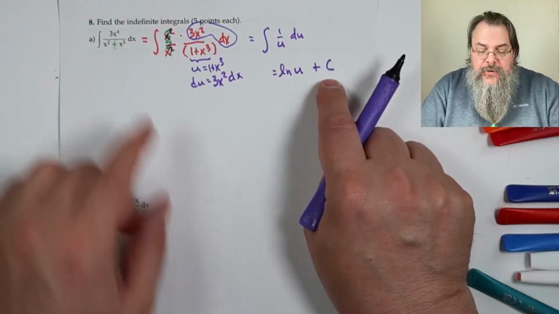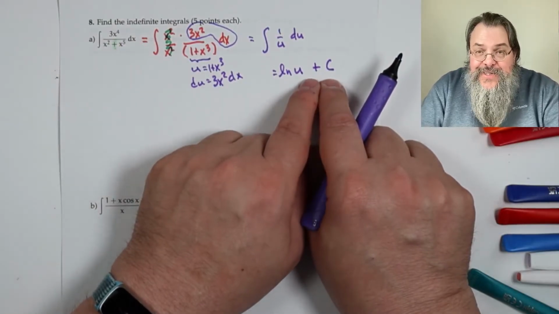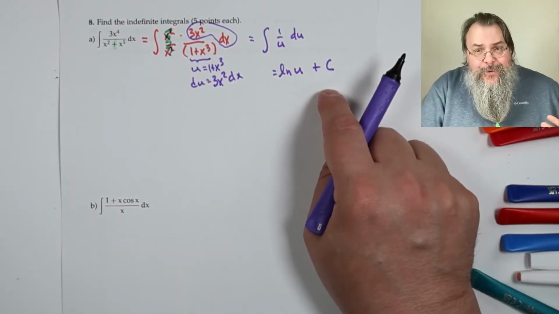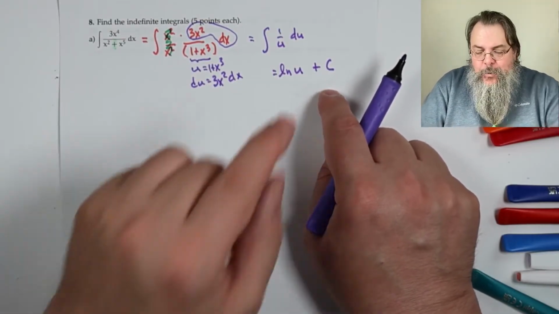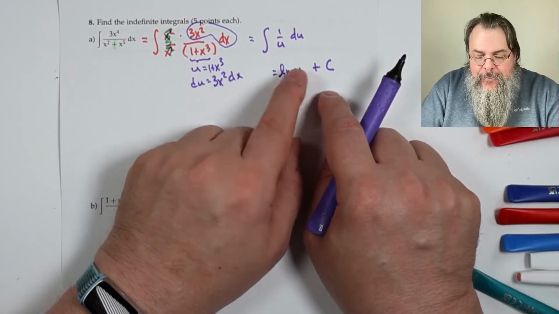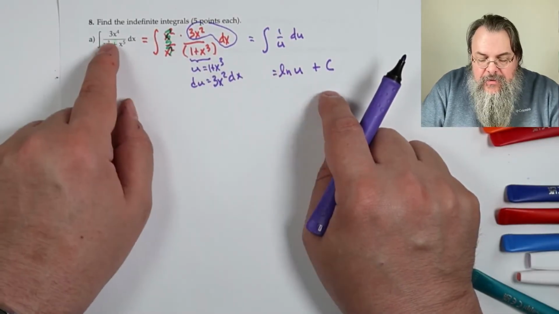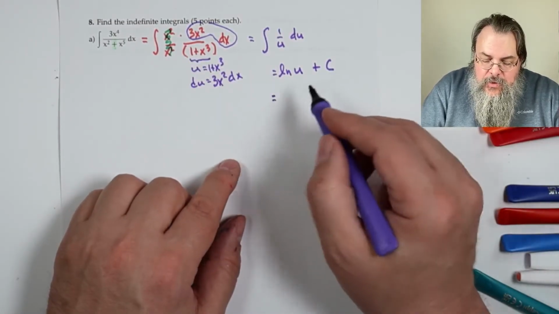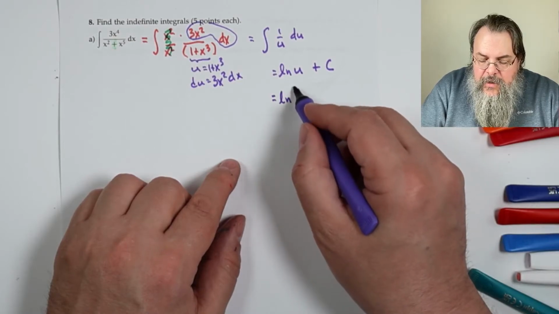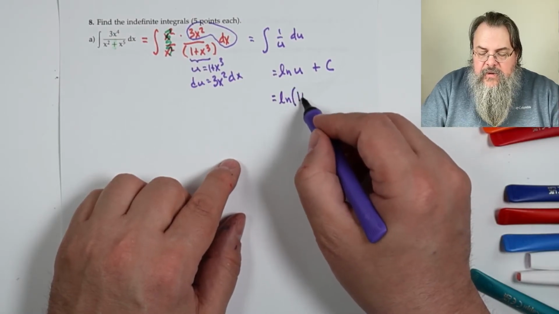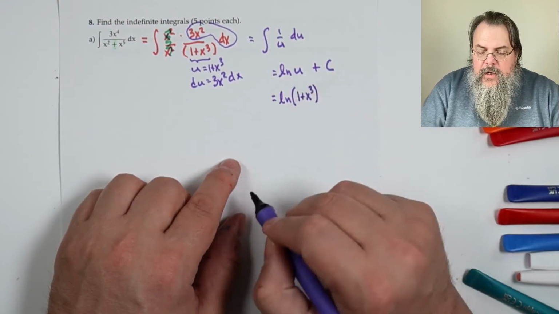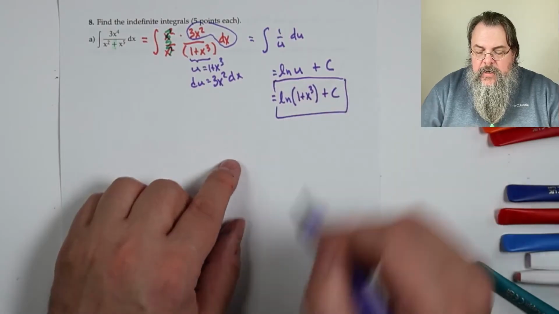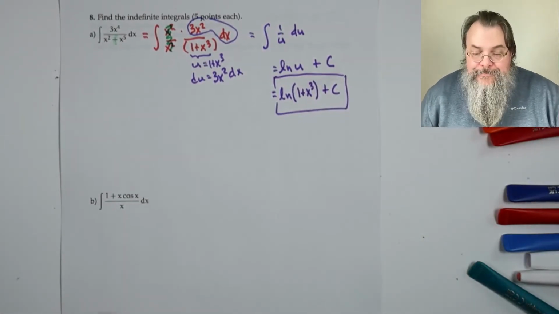Don't forget plus c. If you're doing an indefinite integral, if you miss the plus c, you lose a point. We don't want to lose a point. We love all our points. Got to get them all. We're not done. If we started with x, we have to end with x. So we undo our substitution: u is 1 plus x cubed. And following good practice, we'll put parentheses here. So log of 1 plus x cubed plus c. There we go. Part A, done.